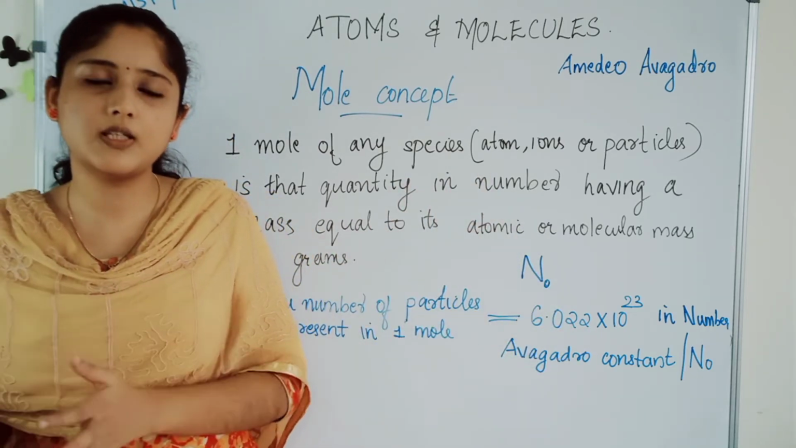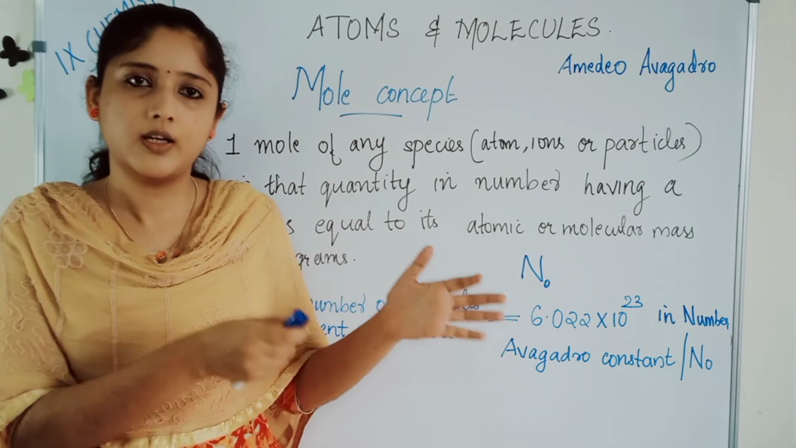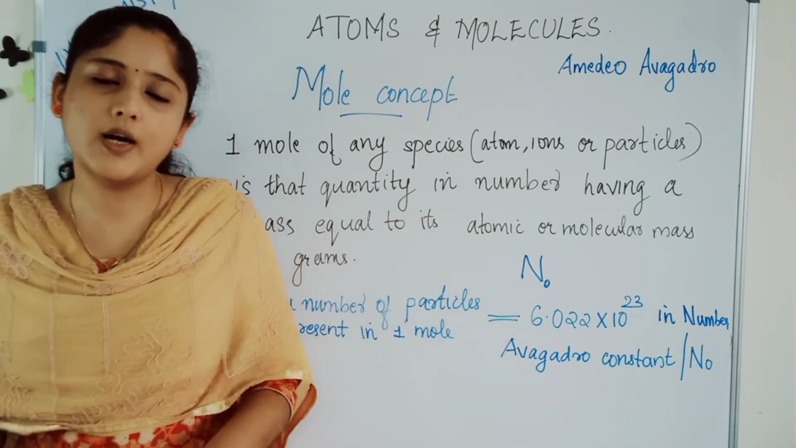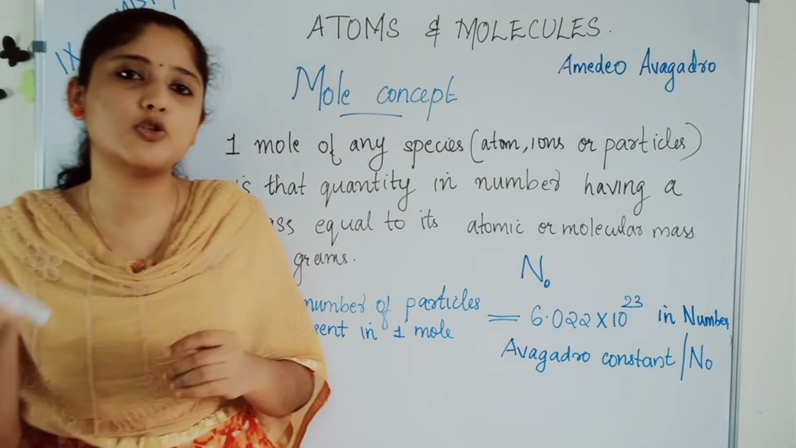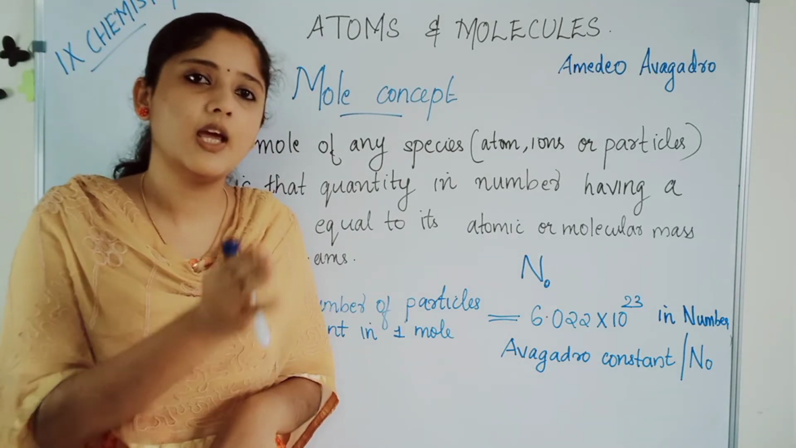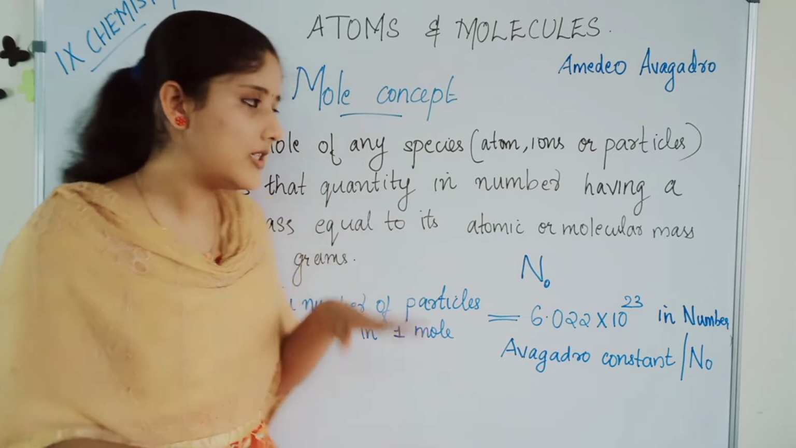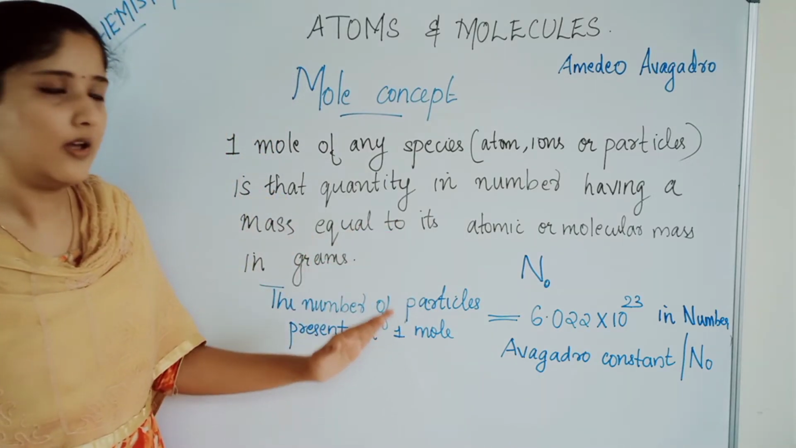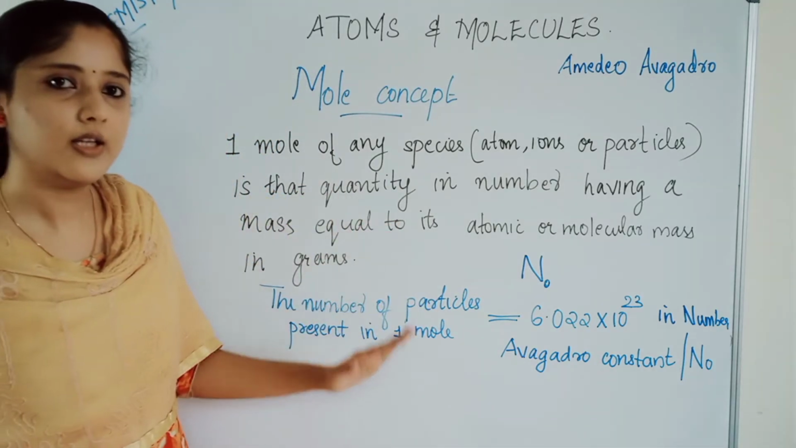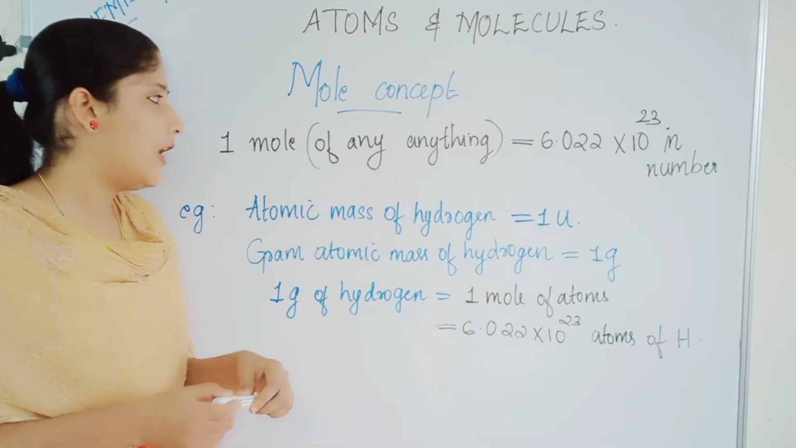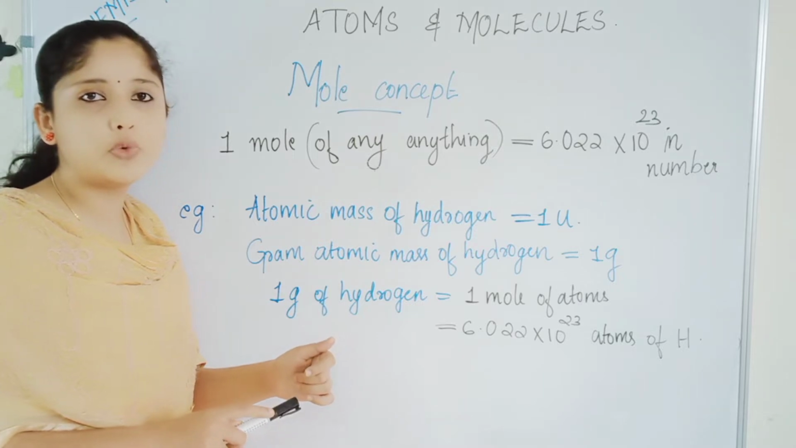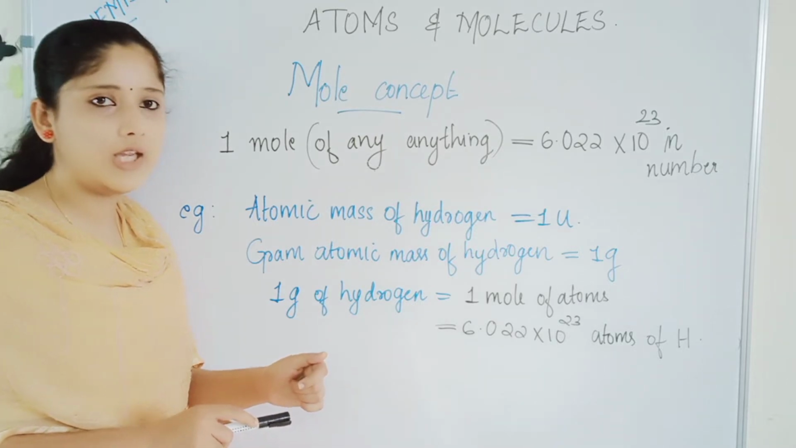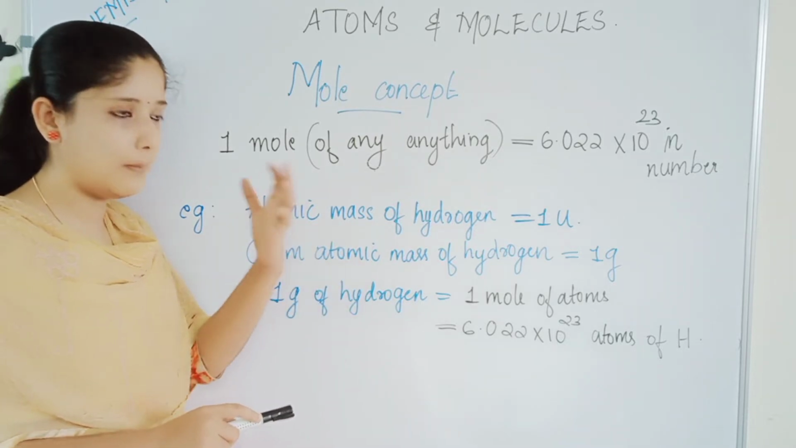1 dozen is 12 in number. 1 dozen apple is 12 apples. Compare it to 1 mole. 1 mole of any substance is equal to 6.022 into 10 raised to 23 in number. This is a new unit in chemistry that you are going to study now. 1 mole of anything is equal to 6.022 into 10 raised to 23 of that thing in number.